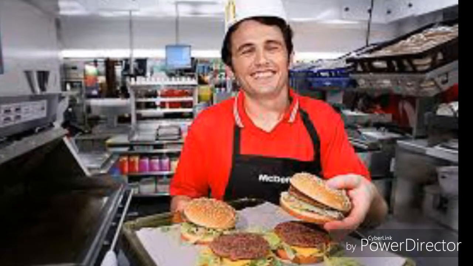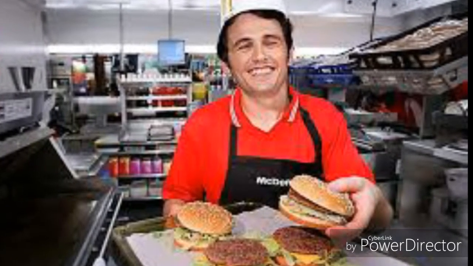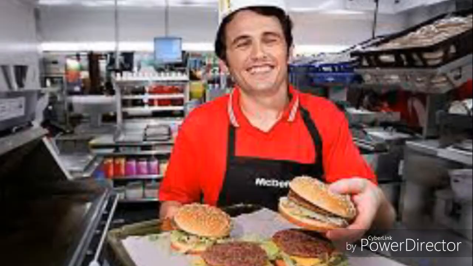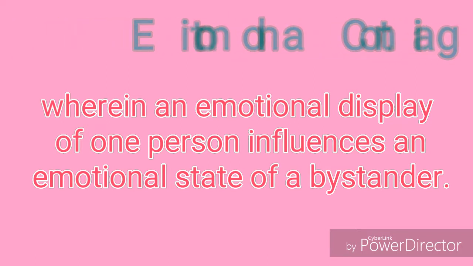Now, let's add another person in this situation. As a coworker, you've witnessed everything that happened. After all the embarrassment that your coworker received, he or she still managed to put a smile on his or her face. This then leads you to be affected and put a smile on your face as well. This situation is called emotional contagion, wherein an emotional display of one person influences the emotional state of a bystander.